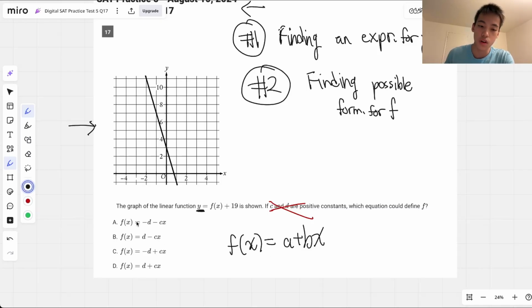Because note that here in the answer choices, they give all possible combinations. See, in A, you got two negatives, and here we're assuming that C and D are positive constants, but afterwards we're not assuming so. But temporarily assume that C and D are positive constants here.